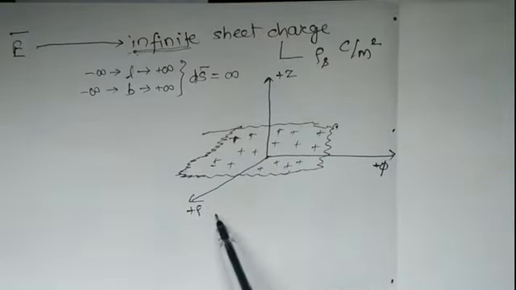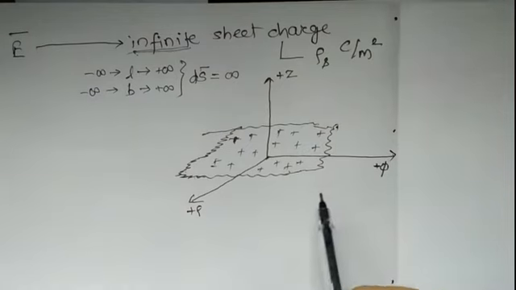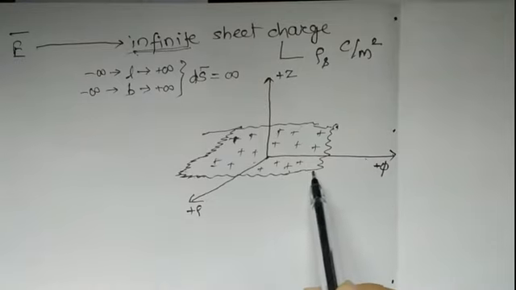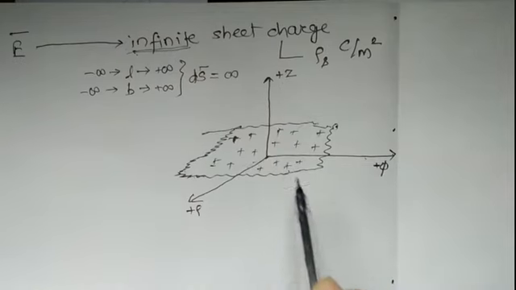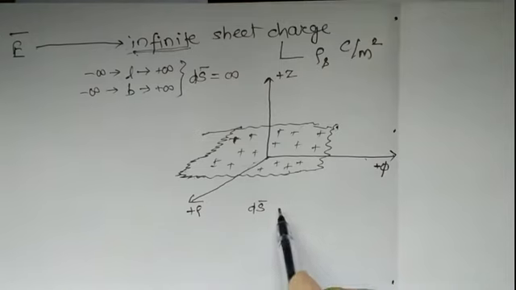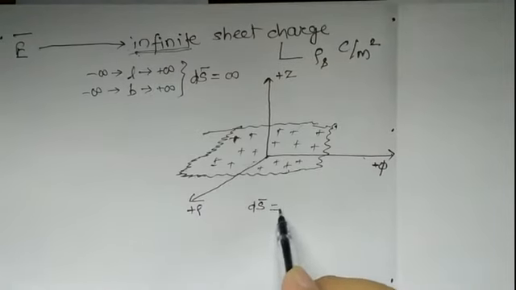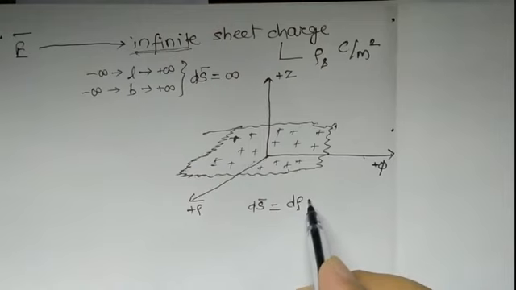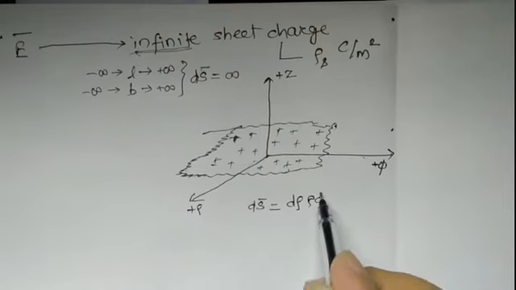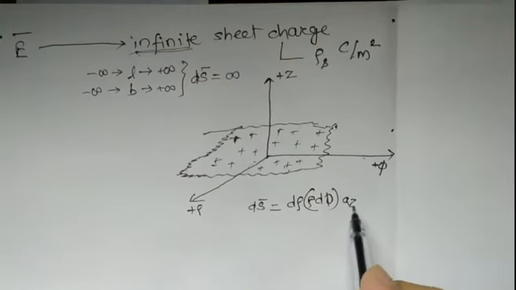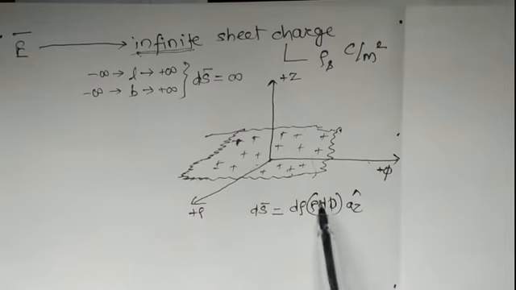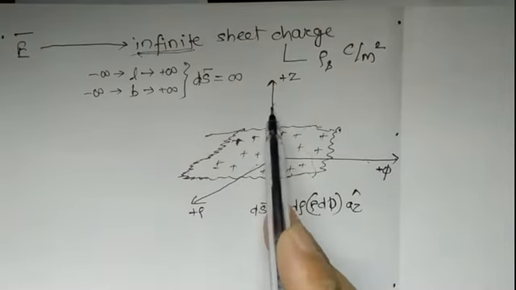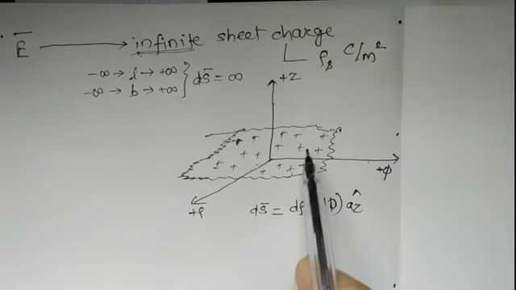Now we are considering the cylindrical coordinate system. If the sheet is placed in the rho phi plane, so this is the rho phi plane, and perpendicular to this rho phi plane is z. Therefore ds bar for this given sheet will be d rho into rho d phi into az cap. Since we are finding the perpendicular to this surface area, it would be in the direction of the z axis. Right, we have to find the perpendicular to this plane.